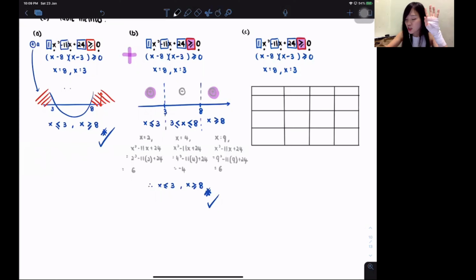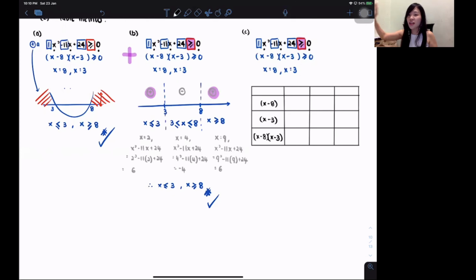And then you will write all your brackets on the left-hand side. You will write like this: x minus 8, x minus 3. Minus 3 first or minus 8 first doesn't matter. The first bracket goes on the second row, the second bracket on the third row. Then combine both brackets and write here. Later on you will understand.